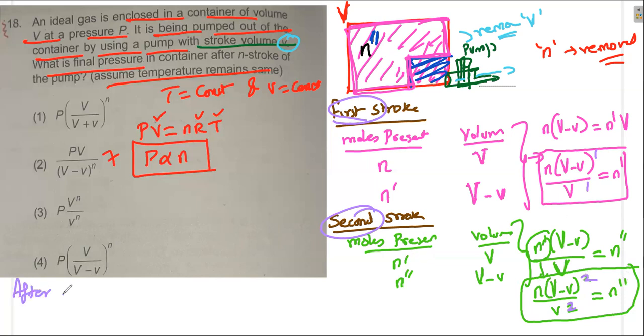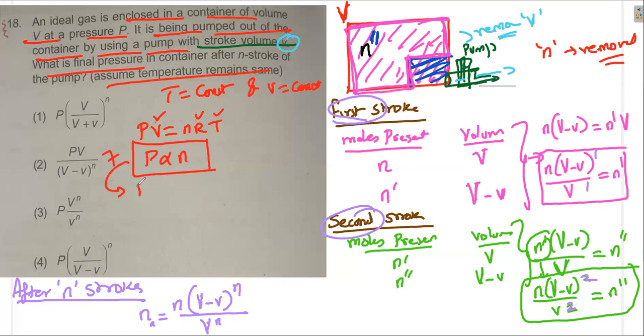After n strokes, what will be left off? The number left, let's say nth n, whatever is left off, will be equal to this n, capital V minus small v whole power n by capital V whole power n. I hope you understand, just generalizing. Now that's all what we needed.